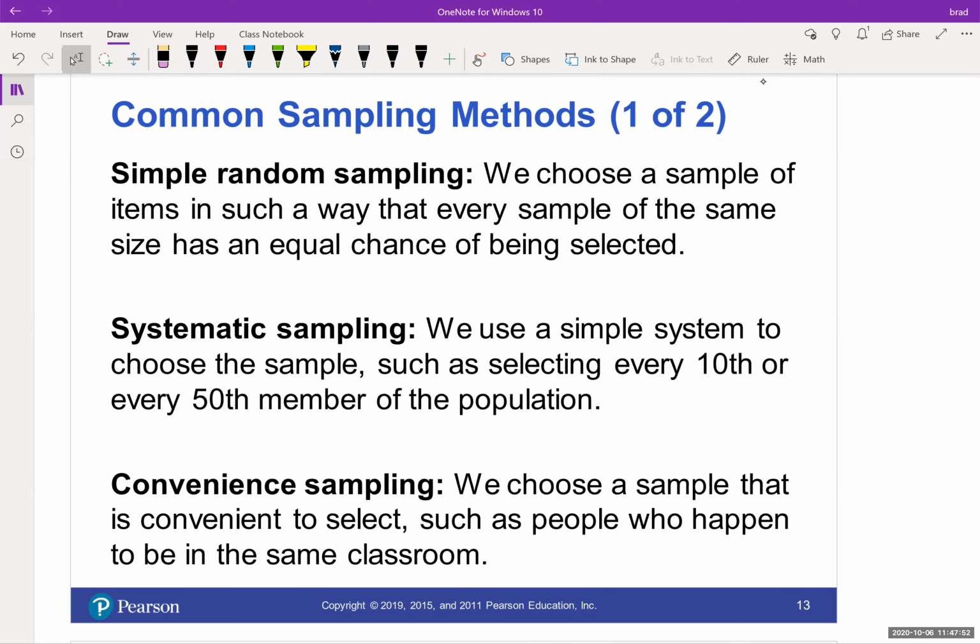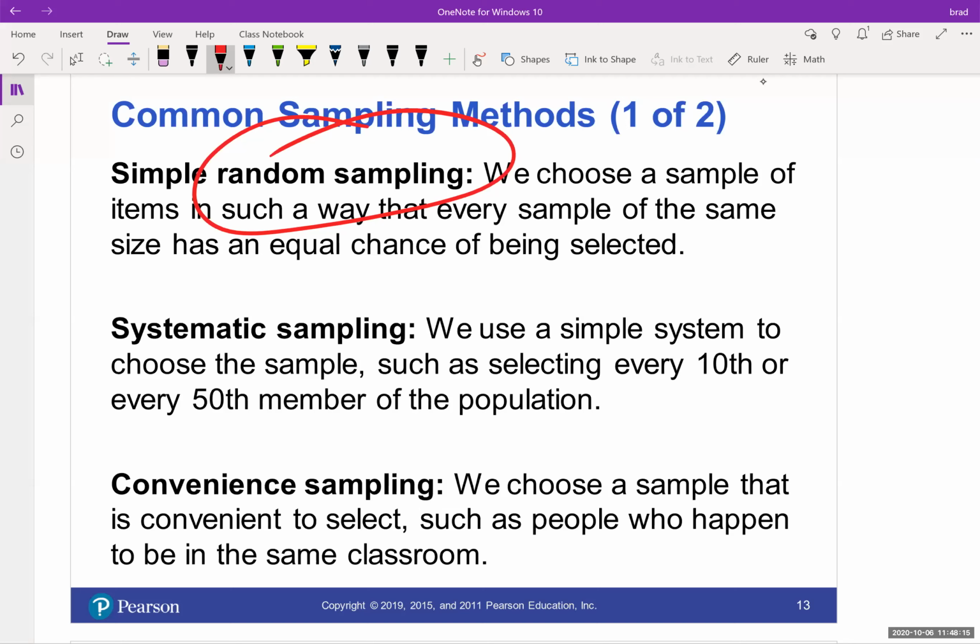Simple random sampling. We choose a sample of items in such a way that every sample of the same size has an equal chance of being selected. Again, the randomness is very important to statistics. A simple random sample is very important, and in general, in statistics you want either a simple random sample or a random sample.